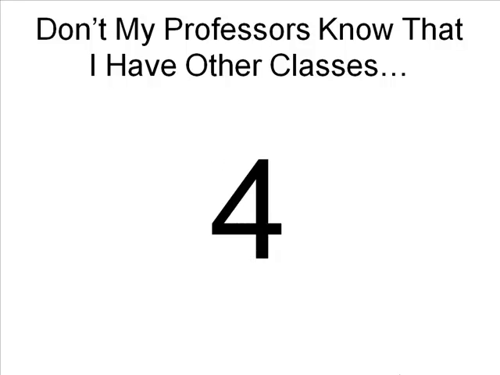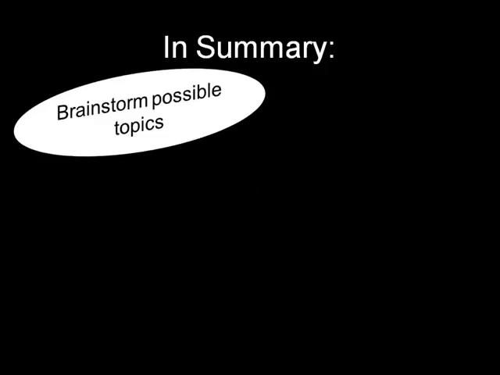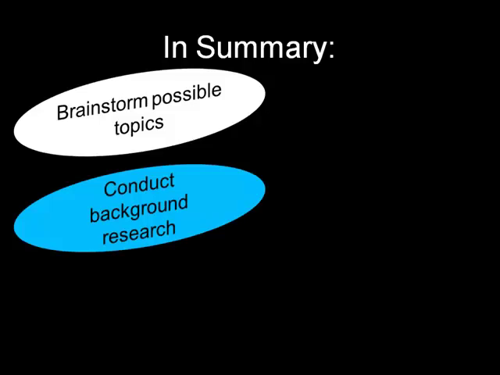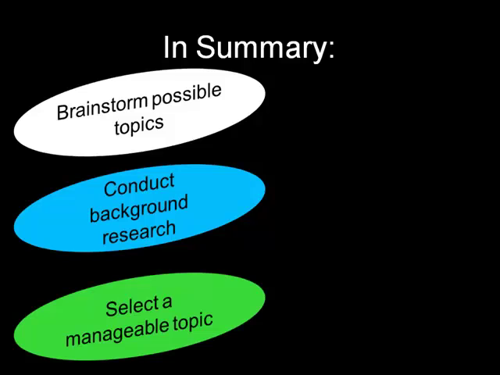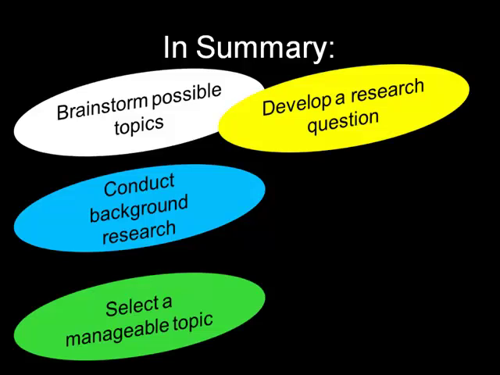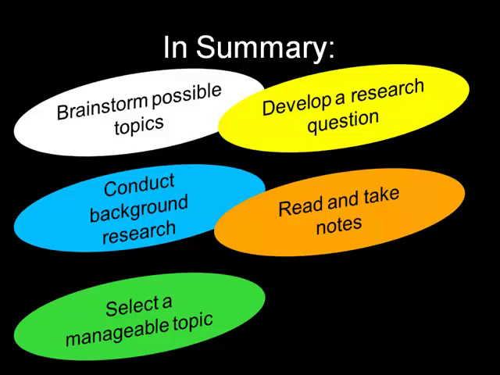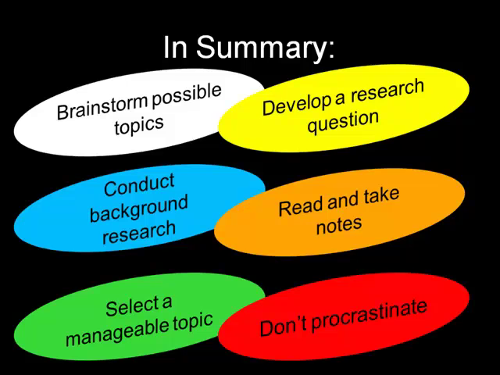So let's sum up. Here's the process to follow in selecting a topic. 1. Brainstorm possible topics. 2. Conduct background research, keeping track of keywords for searching. 3. Select a manageable topic. 4. Develop a research question. 5. Read and take notes. 6. Practice good time management and don't procrastinate.